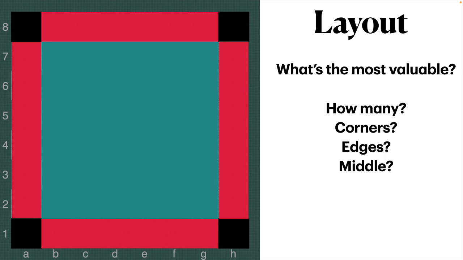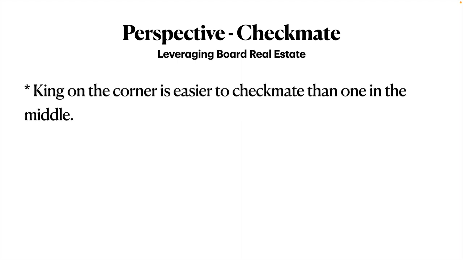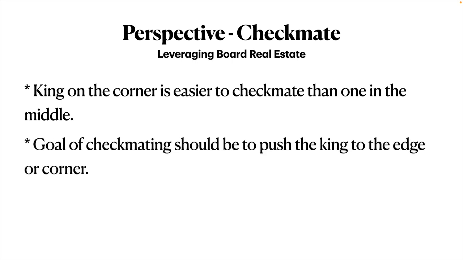Thinking about all of this can give you a lot of insights into how things work in the game of chess. For example, if I look at it from the perspective of a checkmate, and if you can leverage the board real estate, just looking at these different colors, then you can know that the king in the corner is easier to checkmate than one in the middle. Why? Because checkmate is nothing but controlling the squares around the king. A king in the corner just needs 3 squares to be controlled. The king in the middle, you need to think about 8 squares around it. So it's obviously easier to checkmate a king in the corner than on the edge, than in the middle.